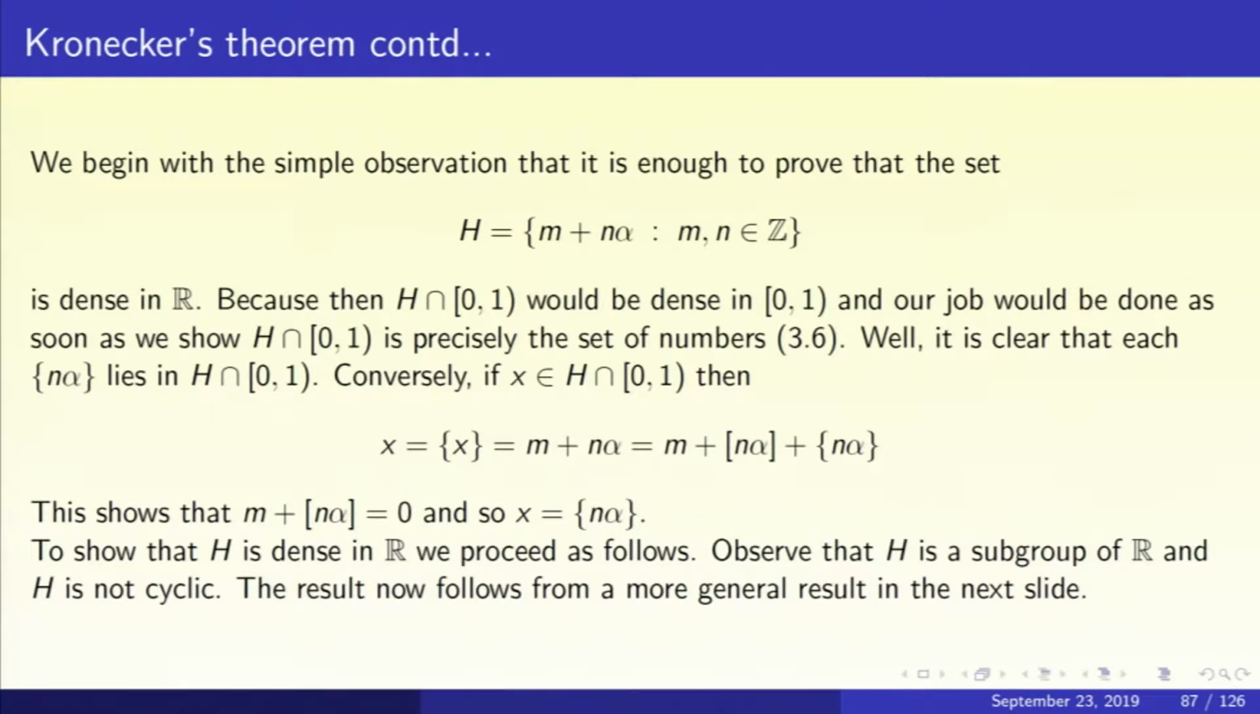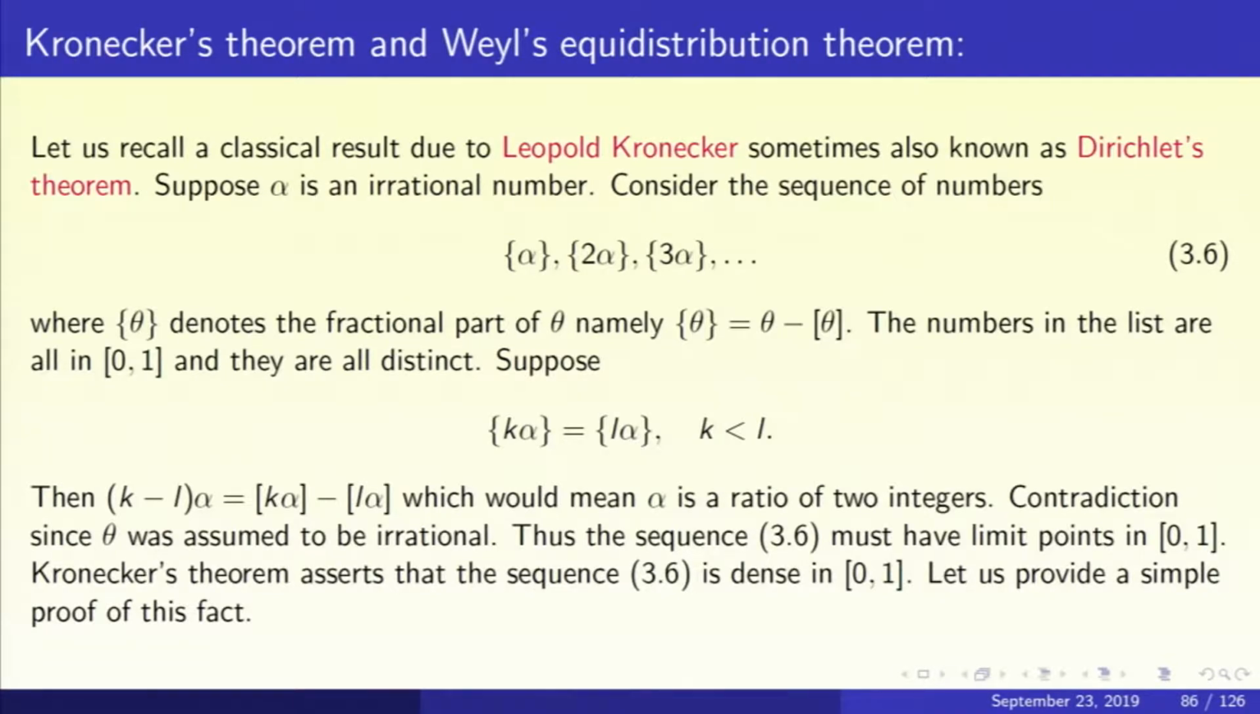Now suppose we prove that this set H is dense in R, then H intersect the interval 0, 1 would be dense in 0, 1 and our job would be done. And the intersection of H with the interval 0, 1 is precisely the set of numbers that you see in equation 3.6.